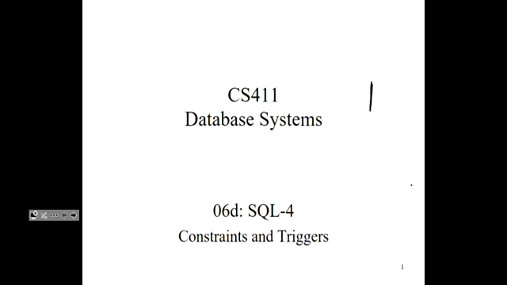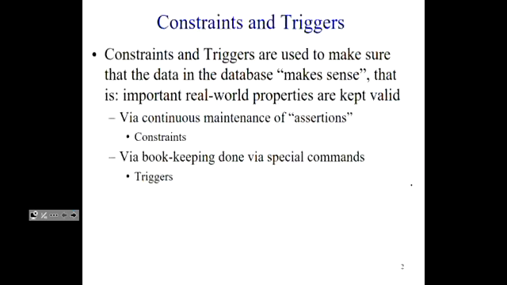Okay, so our next topic is constraints and triggers. This is the last SQL topic that we are going to be covering. It's actually a very different style of SQL than you've been looking at so far. These are all focused on ensuring that your database meets certain desired properties. Okay, so that's the overall goal of constraints and triggers. So like I said, they are used to make sure that the data in your database makes sense. Some real-world properties are kept valid as queries and modifications are issued to your data.